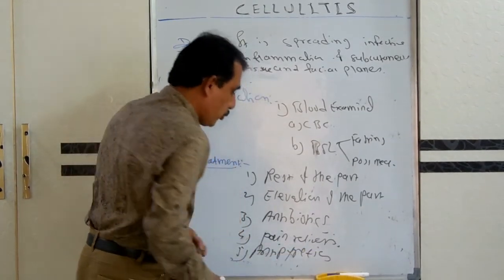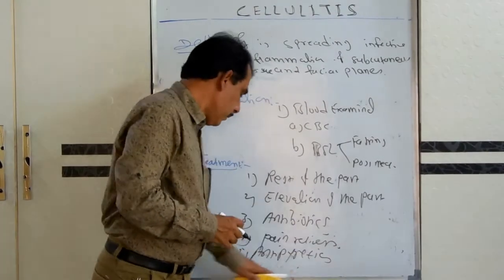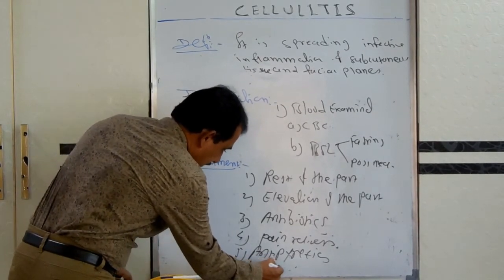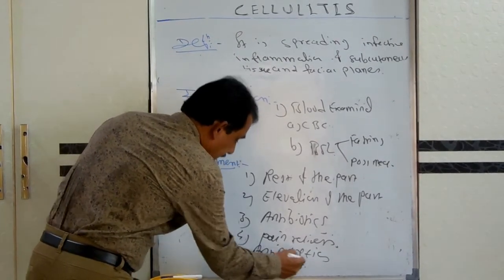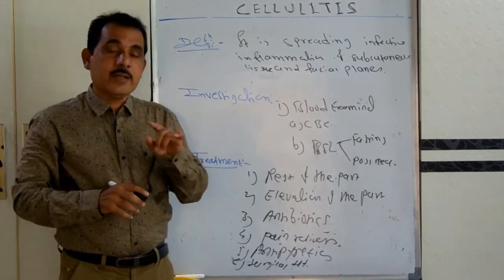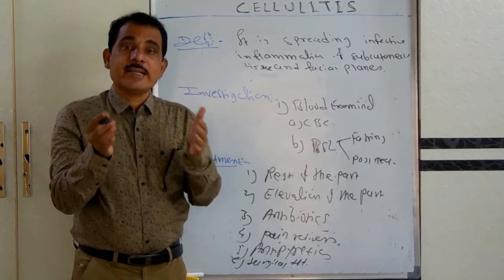Antipyretics should be given in cases of fever. Then lastly, surgical treatment. Surgical treatment is indicated in cellulitis when there is suppuration, when the suppuration is too much and abscess formation is there.